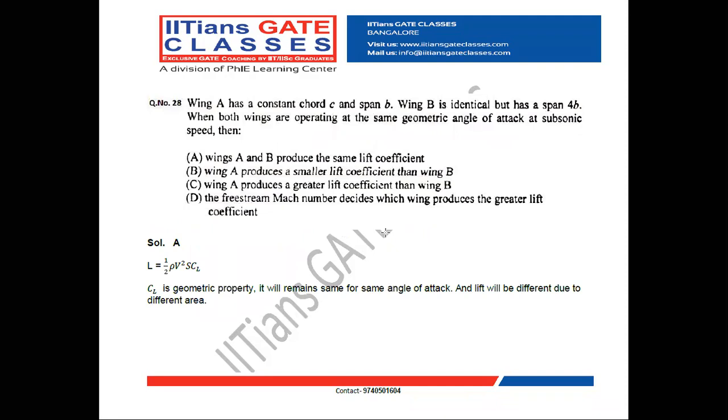Next, question number 28. Wing A has constant chord C and span B. Wing B is identical but has a span 2B.